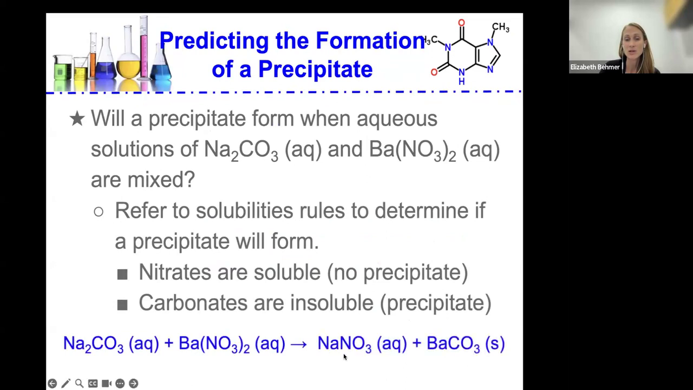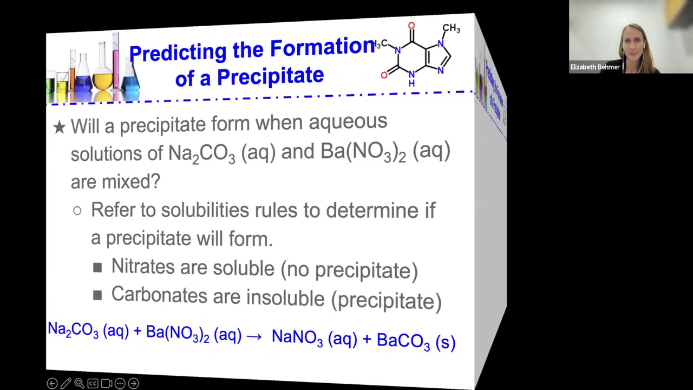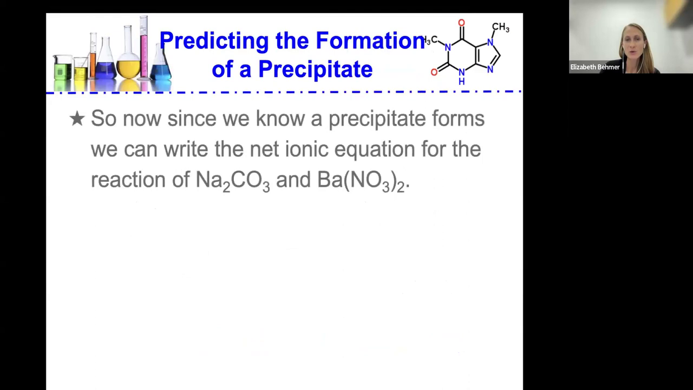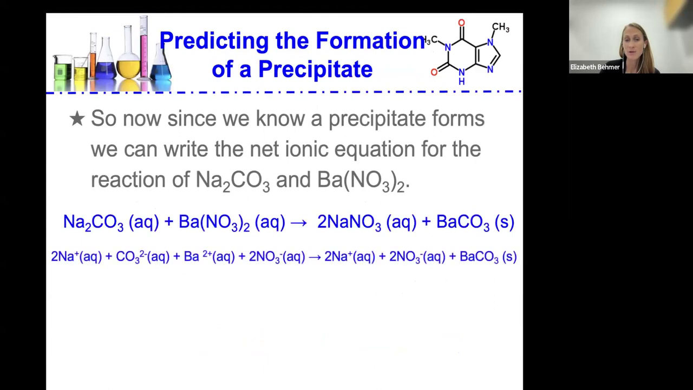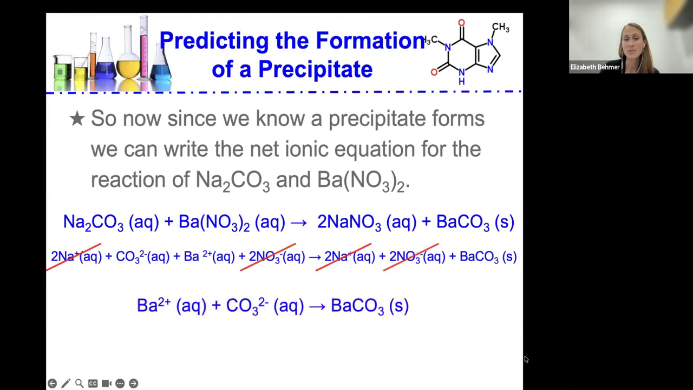So when we get the sodium nitrate, we know that's an aqueous solution, but we know the carbonate will form a solid because the carbonates are insoluble in a solution. So combined with barium, that will turn into a solid. So now, since we know a precipitate forms, we can write the net ionic equation for that reaction. So we're going to separate everything out, eliminate the aqueous ions, those are the spectator ions, and we're left with barium plus carbonate will equal barium carbonate.